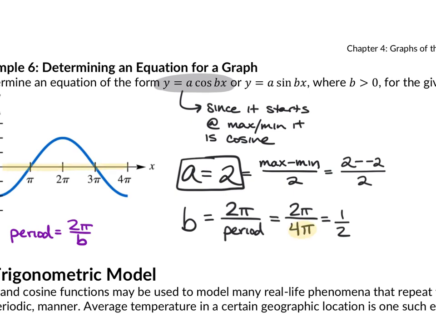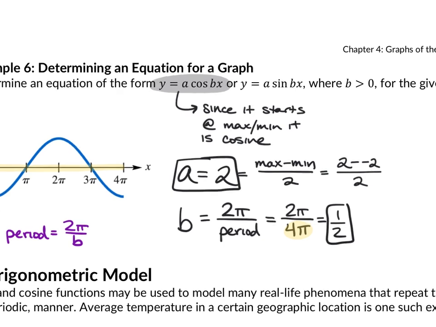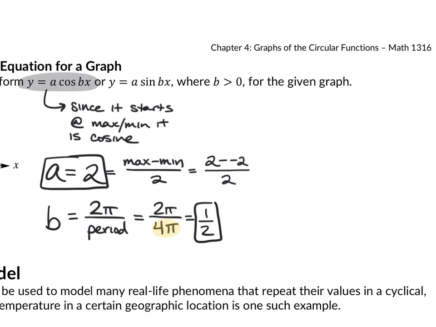That's how long it takes for me to go from minimum to minimum. Okay, so we have the B value, we have the A value. That's all we need to write this equation. We would say that this equation is y equals 2 cosine of 1/2 times x.